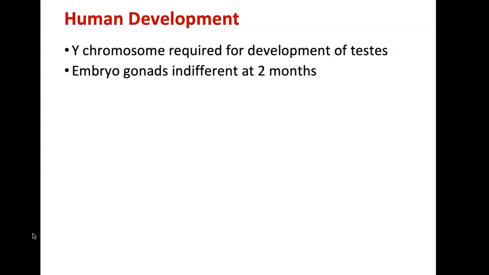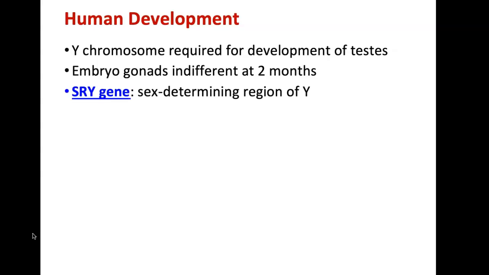Now, when fertilization occurs and we have the zygote to embryo to fetus, the embryo's gonads, which is the organ that is going to produce either testes or ovaries, are indifferent at 2 months of embryo development. So there hasn't been any development of the testes or the ovaries at this stage within the mom's belly. There is a gene called the SRY gene.